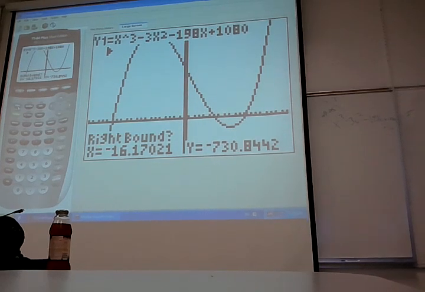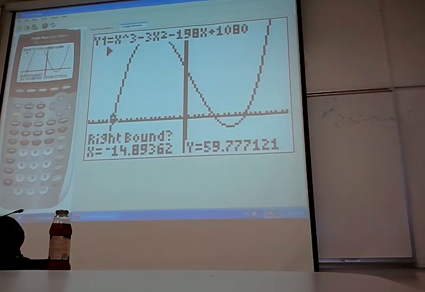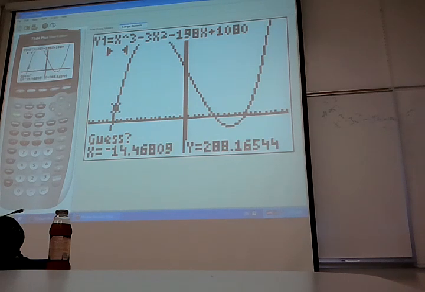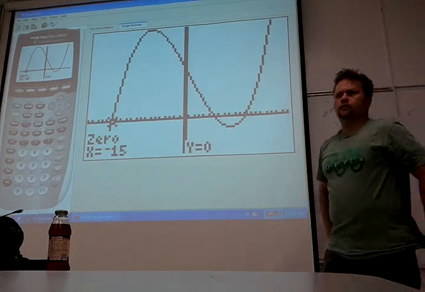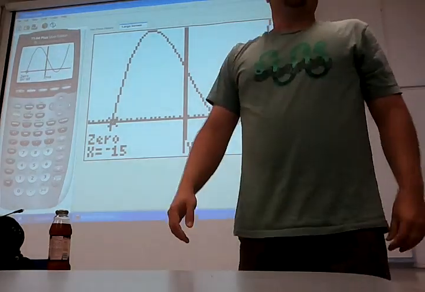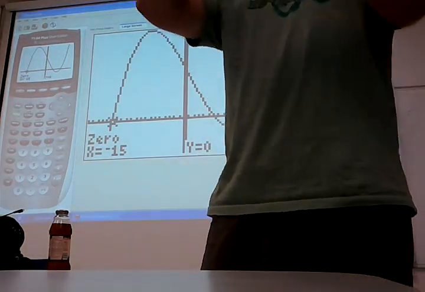It's in here, right? So now I want to go right bound. So you go right back on top of it again and hit the right arrow 1, 2, 3 times. And then for your guess, incredibly enough, you put it as close as you can. Give it a good guess. Cool. Now in this specific problem, you can just go to table.